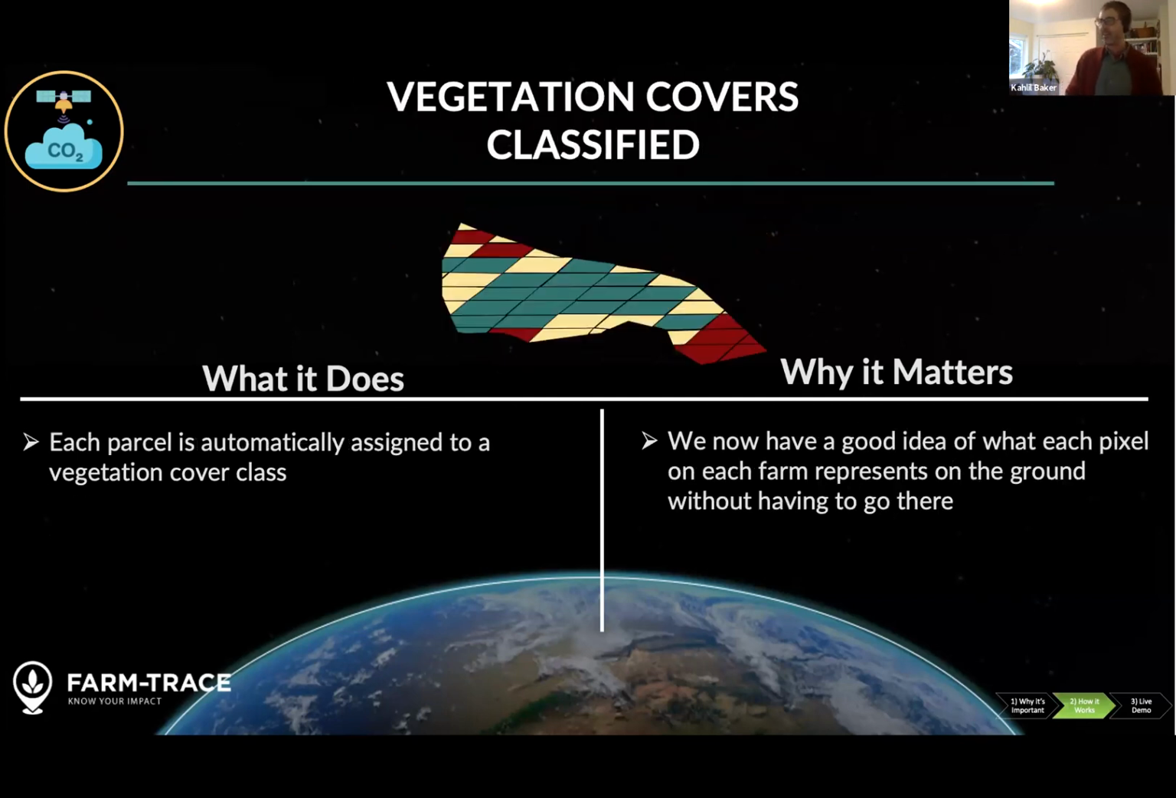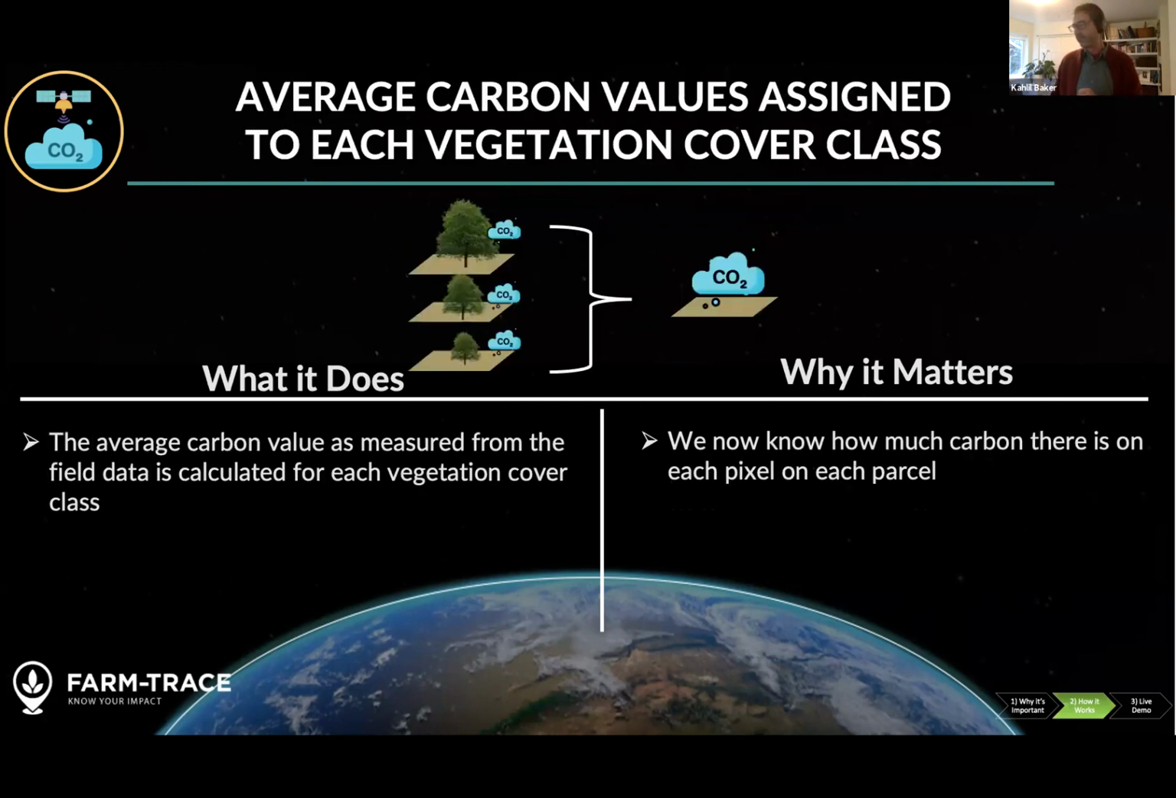And now the next step is we then take the parcel that we have within FarmTrace and look at every single pixel, and using that machine learning algorithm, we then determine the vegetation cover on each pixel within that entire parcel. So now we have a really good idea of what's going on, what the vegetation might look like throughout every farm, whether we've been there or not.